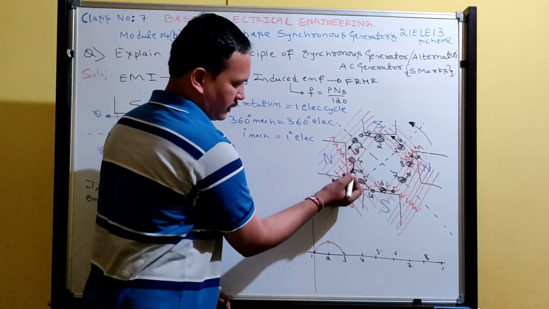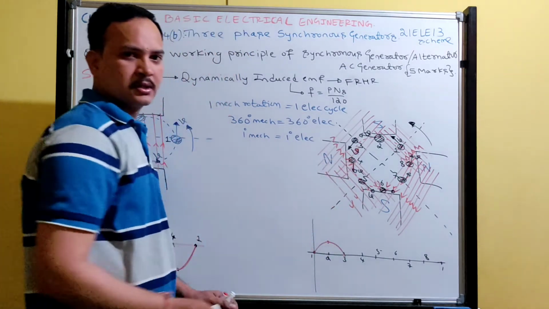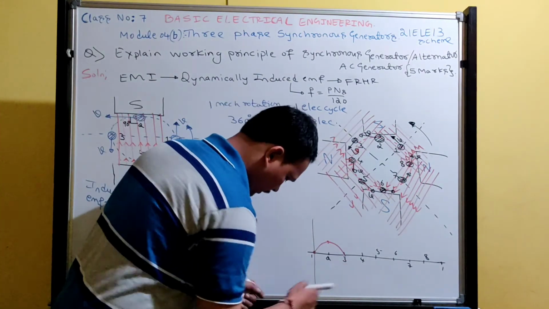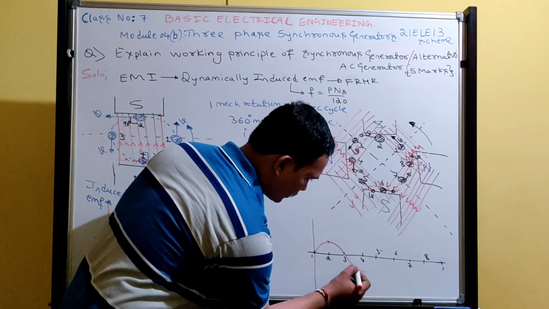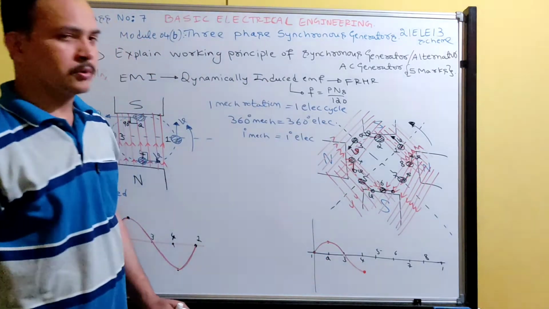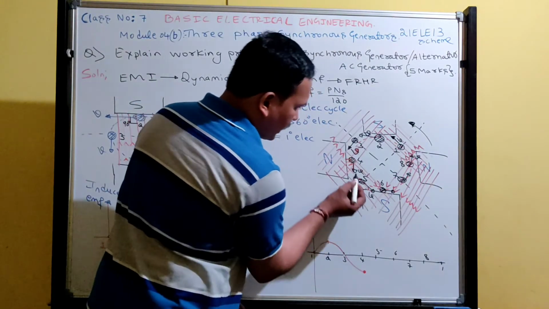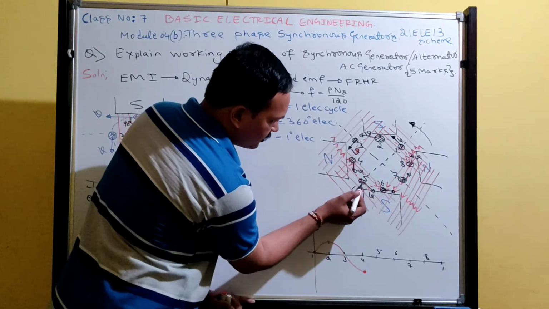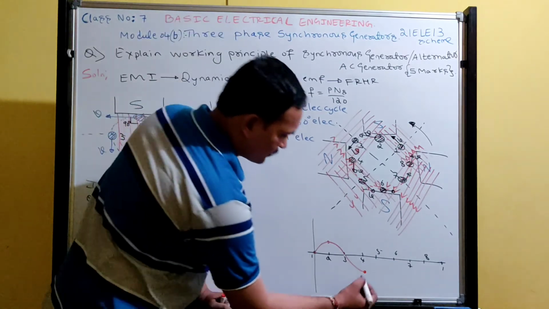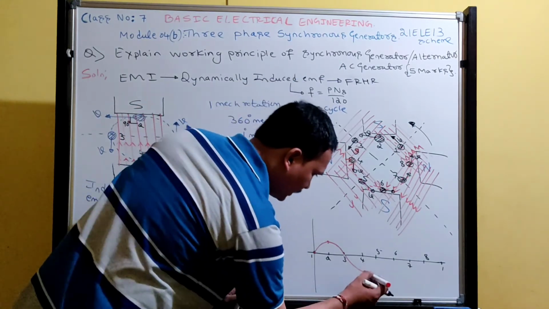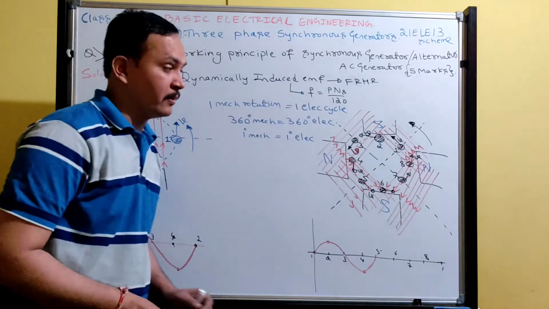Next position 4. Again, see at position 4, velocity is cutting the flux. EMF will be induced, but in negative direction, because every half revolution, the south pole conductor goes to north and the north pole conductor comes to south. See now at position 5, velocity is parallel to lines of flux. So therefore your induced EMF will be minimum. At position 5, induced EMF will be minimum.